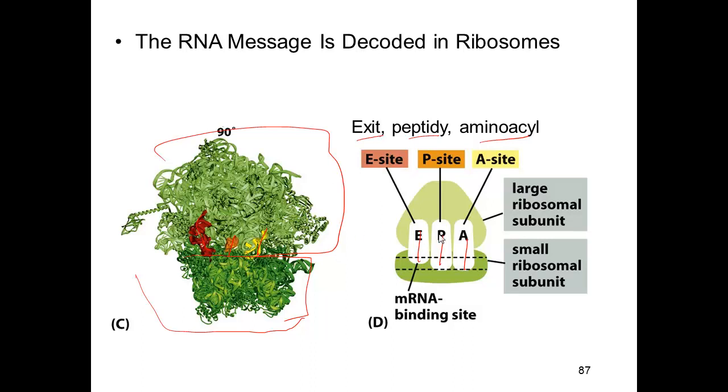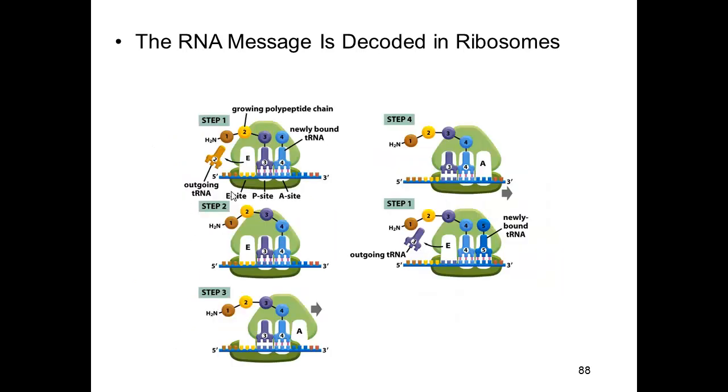The peptide is attached to the tRNA in the P site. And the A site has a tRNA with just a single amino acid attached, where it's going to become part of the peptide. And here we see the sequence. The peptide is attached to a tRNA molecule in the P site. The tRNA with the new amino acid is in the A site.